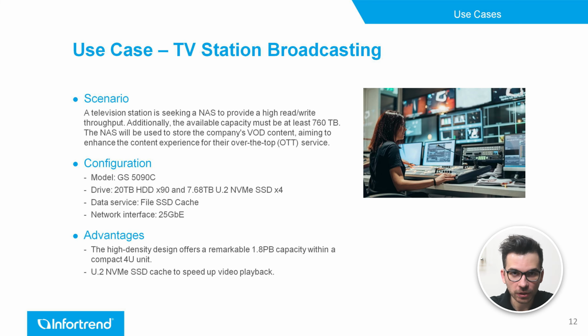Finally, for the use cases. Today we will take a look at a TV station that was looking for a NAS-based storage solution with high throughput and capacity to help with their developing OTT service. We were happy to provide our GS 5090C model with 90 HDDs and 4 NVMe drives, which will be serving as a file-level SSD cache in this case. Again, the main advantages of this system, which are high capacity and accelerated performance, allowed us to meet all the prerequisites and successfully deploy the storage solution into production.